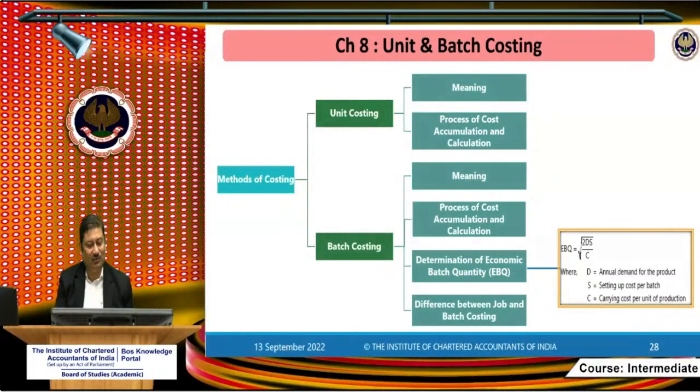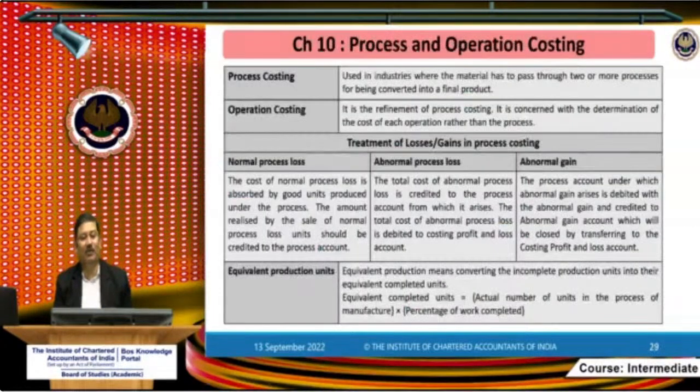Unit and batch costing, you know the difference between unit and batch, also go through it. The difference between job costing and batch costing, and in case of batch costing there may be a question which is similar to economic order quantity. Here it will be economic batch quantity.